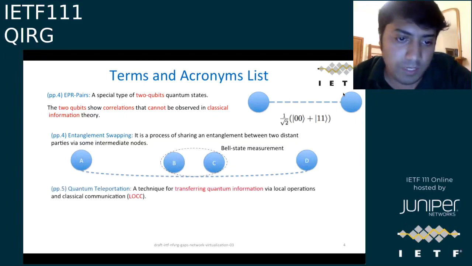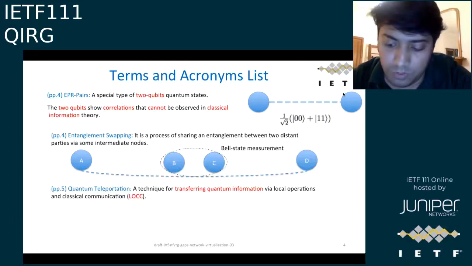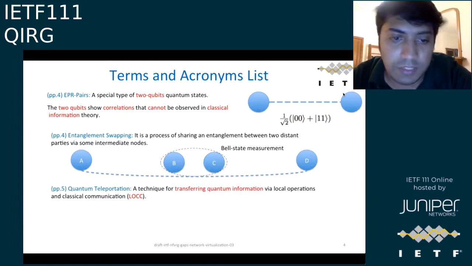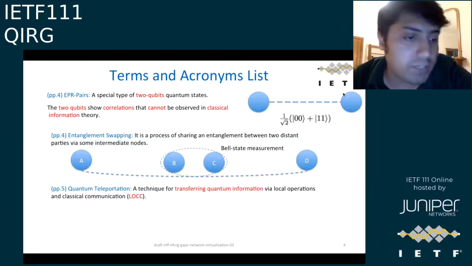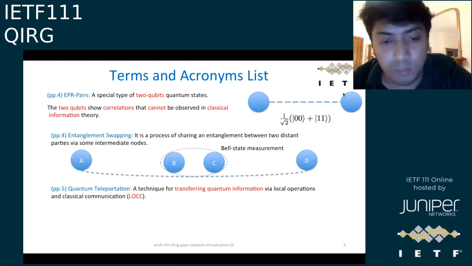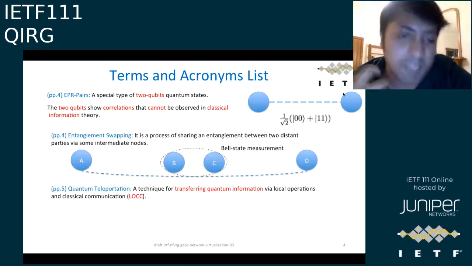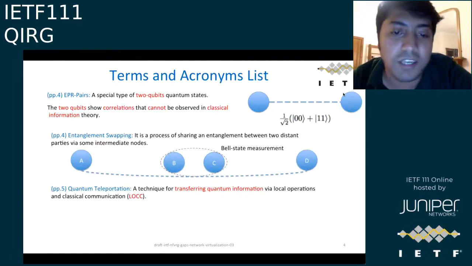Okay. So then we added also another definition called quantum teleportation. This is also a very important tool for the untrusted quantum repeater networks. It's a technique for transferring quantum information via local operations and classical communication. It means that if I want to send a qubit, a data qubit, to a distant party, instead of sending it physically through the quantum communication channel, I can just use some kind of local operation and classical communication.